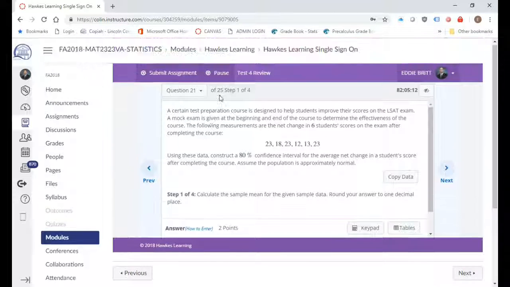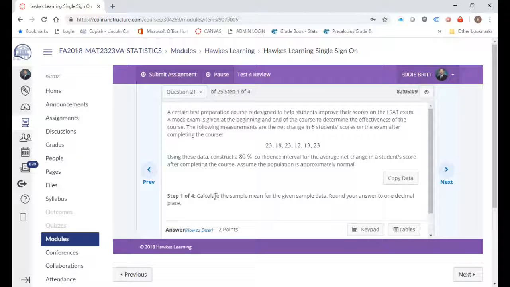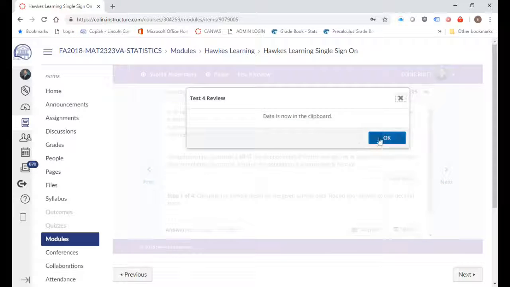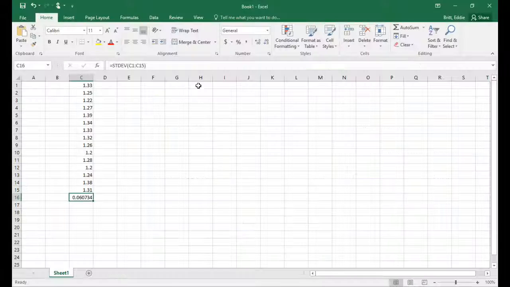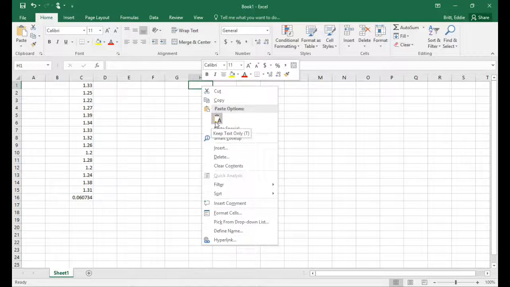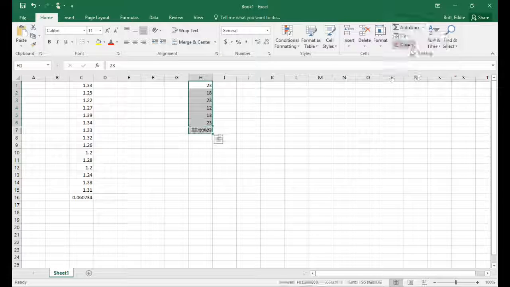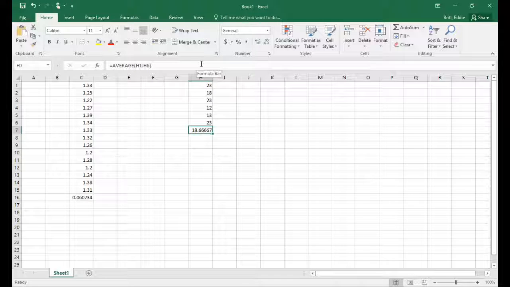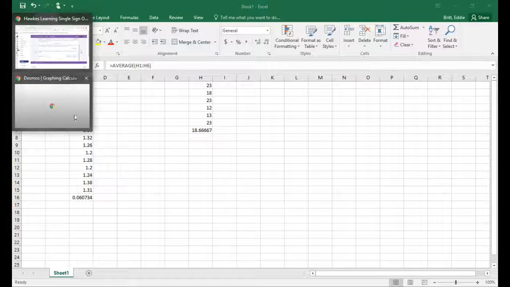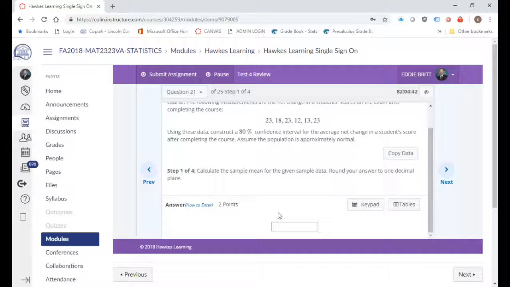All right. Now, on this problem, we are wanting to first calculate the sample mean. Well, I'm just going to copy the data and go back to Excel. So I'm going to put this in right here, and I'm going to find the mean of that set of data. So, average. So there's the average, or the mean. All right. So that was step 1. It says to round to 1 decimal place. So that would be 18.7.